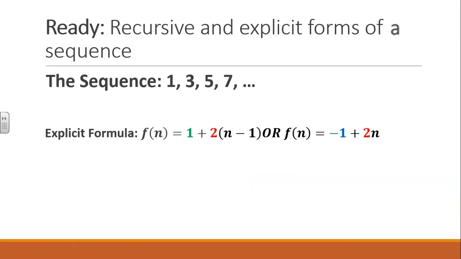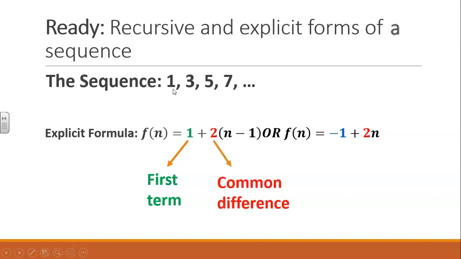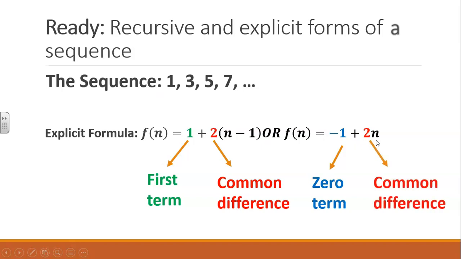The explicit formula for this sequence is f of n equals 1 plus 2 times the quantity n minus 1, or f of n equals negative 1 plus 2n. This 1 is the first term of the sequence. The 2 is the common difference, which is the number that is repeatedly added to get to the next term. In this other form, negative 1 is the 0 term, what you would get if you went backwards in the sequence. And this 2 is the common difference.